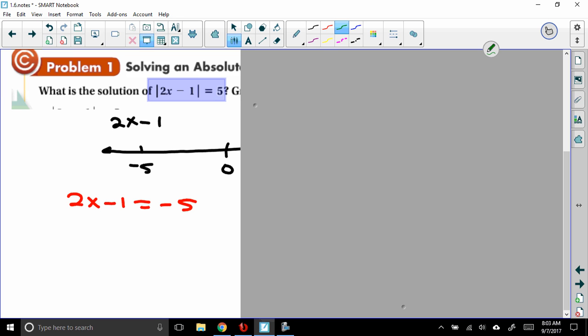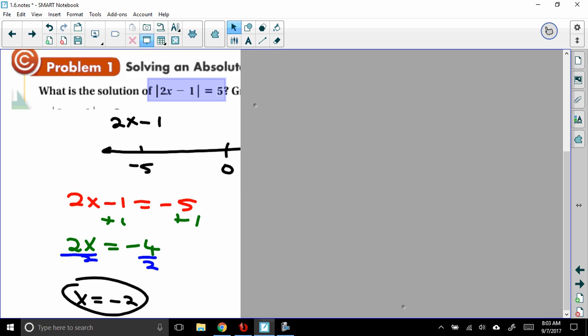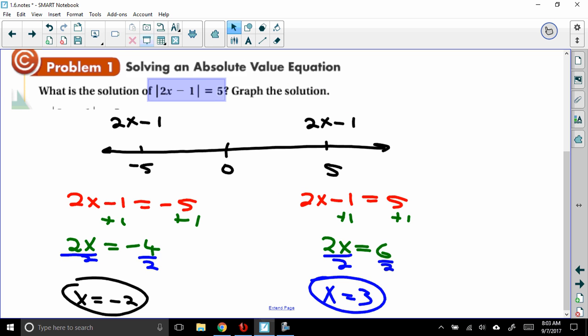Solve the other equation. So we're going to add 1. So we get 2x is negative 4. And now we divide by 2. And what do we get here for x? x is negative 2. Whoa. So x doesn't equal plus or minus the same thing.